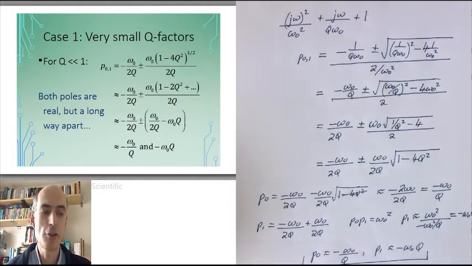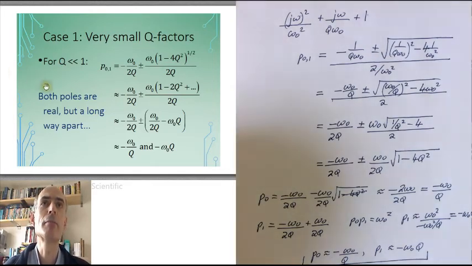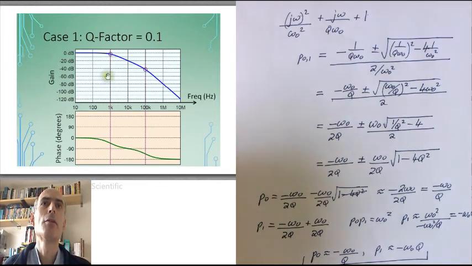They are much easier expressions to use if you want to know the poles of a second order system with a very small Q factor. In terms of what it looks like, this is the amplitude response of a second order system with a very low Q factor. You'll see that in this case the Q factor is 0.1. The resonant frequency is 10 kilohertz.